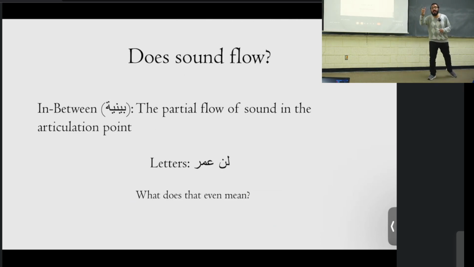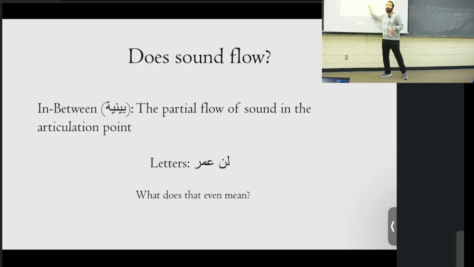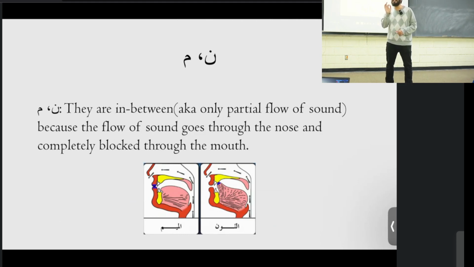So what's the difference between ya and lin? Basically, the ones in between have a partial flow of sound. So the noon and the meem. Why is there a partial flow of sound in the noon and the meem? When I say an, now let's close the nose. Ad.